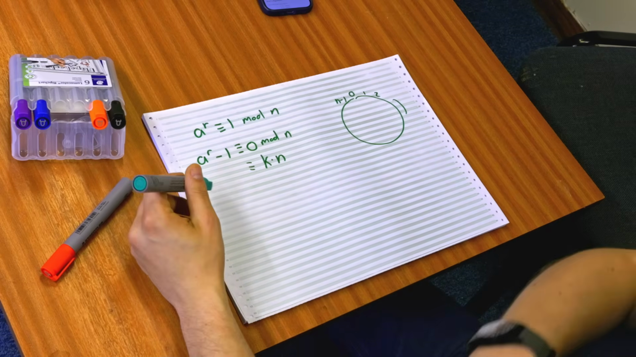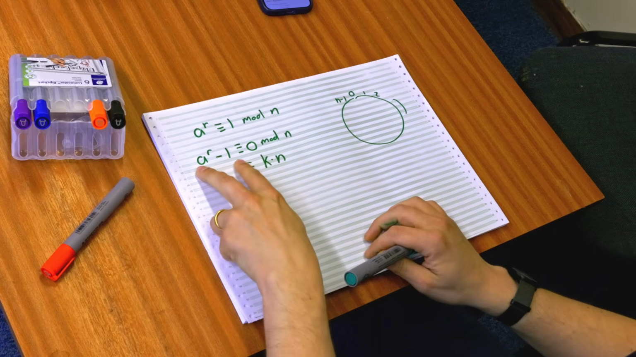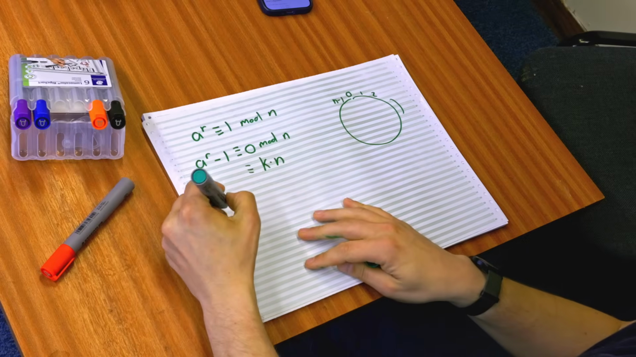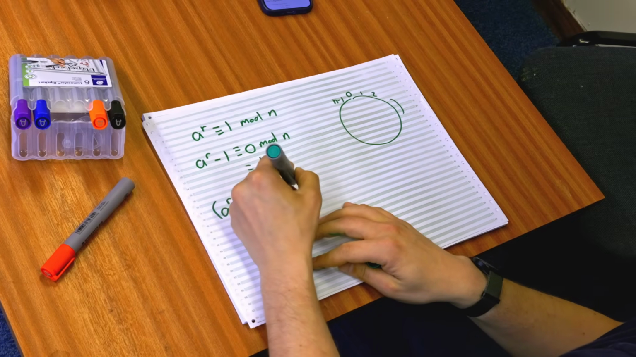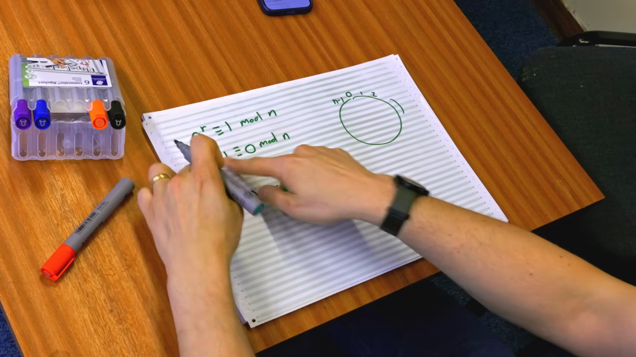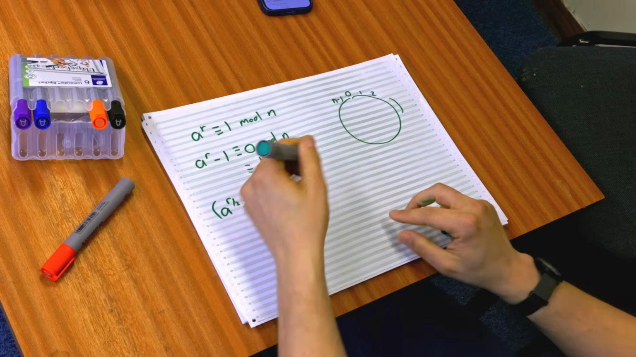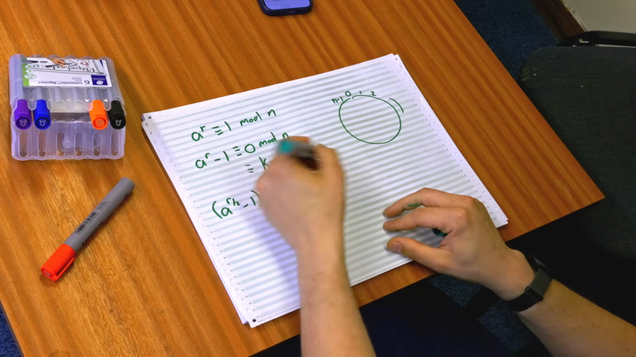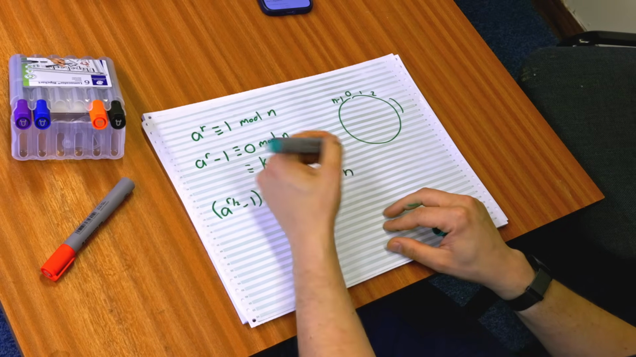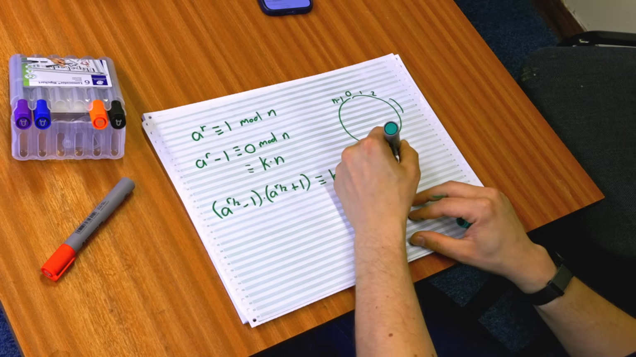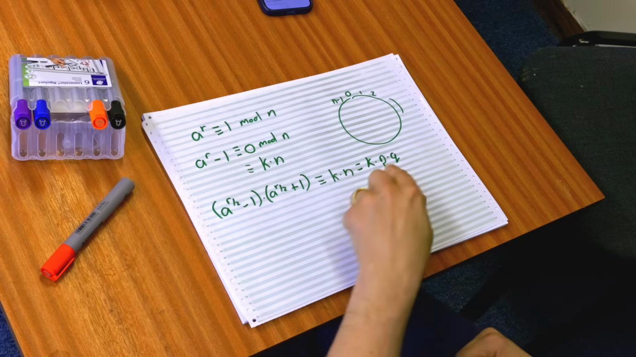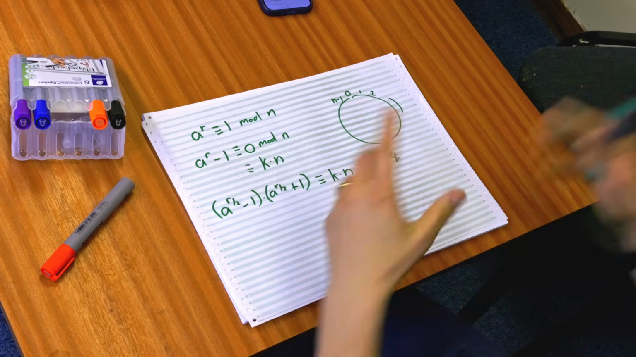We can use the difference of squares approach, right? So a to the r minus 1 can be factored into a to the r over 2 minus 1 multiplied by a to the r over 2 plus 1. That's just this split into two factors, and that is equal to k multiples of n, which is also equal to k multiplied by p multiplied by q, because we know that n is p times q. We just don't know what they are yet.